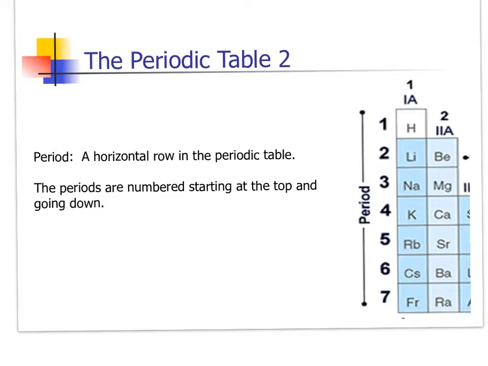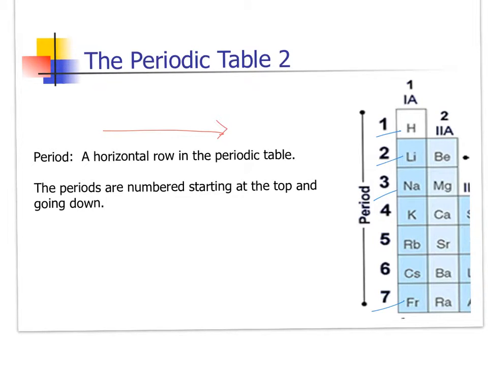Now, looking at the organization of the periodic table, first off, a period is a horizontal row. A horizontal row is something that moves in the horizontal, such as in the horizon. That would be left to right. Periods move from left to right, and they are numbered, starting at the top, with numbers 1, 2, 3, all the way down to 7. As we saw last time, we called those the principal quantum number, and so these periods.